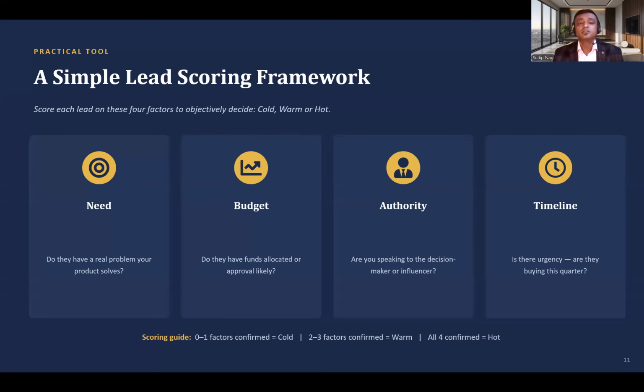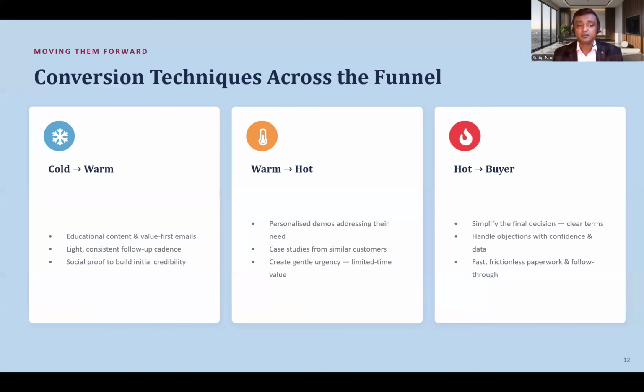So a simple lead scoring framework is need, budget, authority, and timeline. So what is the need? Is it urgent or not? Is it going to solve their issue or not? What is the budget like? Does it fit into their budget or not? Authority: who is the right person to close the deal? And then the timeline: by when they would like the response, or when would they like to buy it.